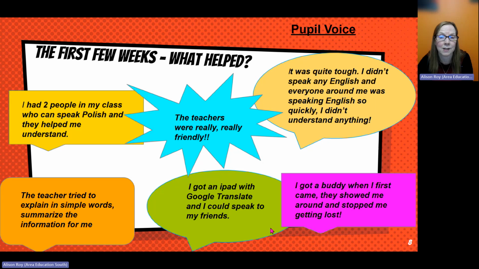in earlier stages. We're going to now listen to one pupil just talking about what helped him when he came to his new school, and just to give us an overview of what the important things are for pupils when they first come into their new environment.